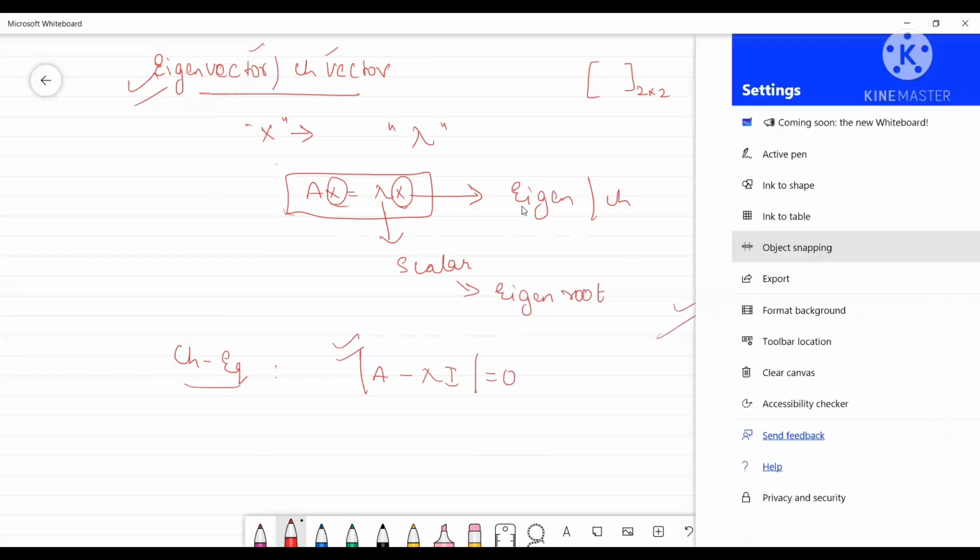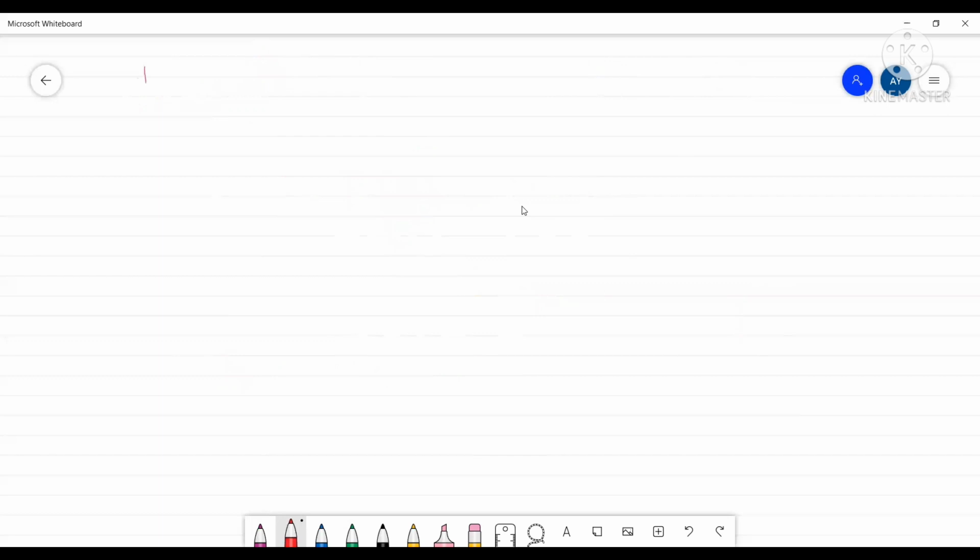Now I'll move on to a quick problem on the eigenvector. The question is given as: is (1, 4) an eigenvector of the matrix with rows (-3, 1) and (-3, 8)? They are just asking whether this is an eigenvector of this matrix or not.